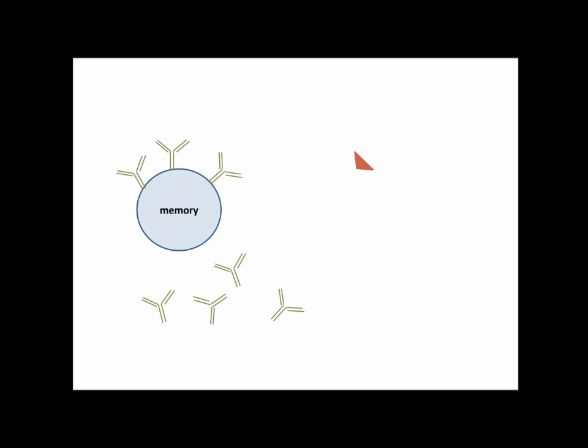When you get infected by the same serotype again, the antibodies that were made during the initial infection would bind to the virus. The binding signals macrophages to engulf the complex, thus neutralizing it.